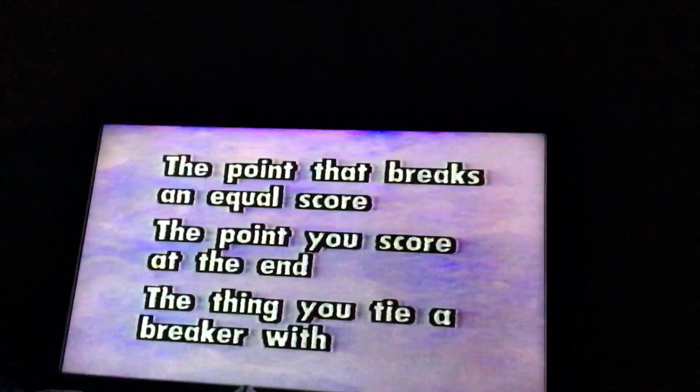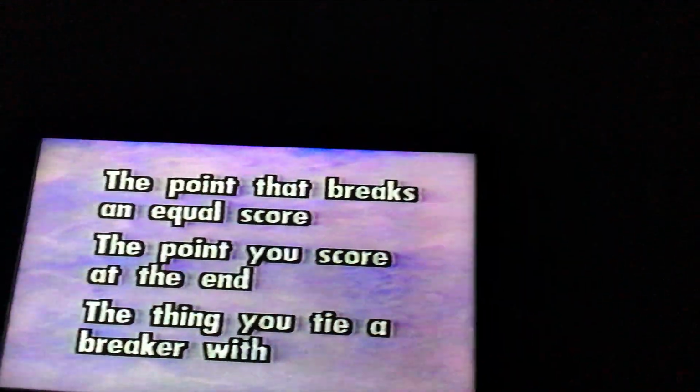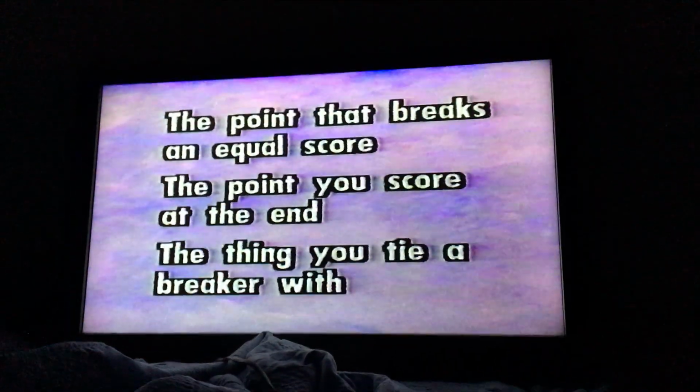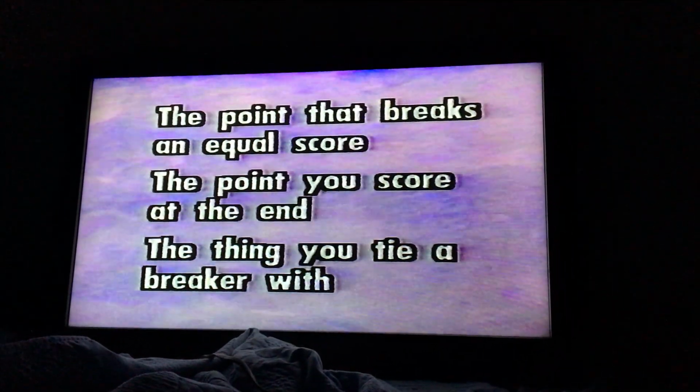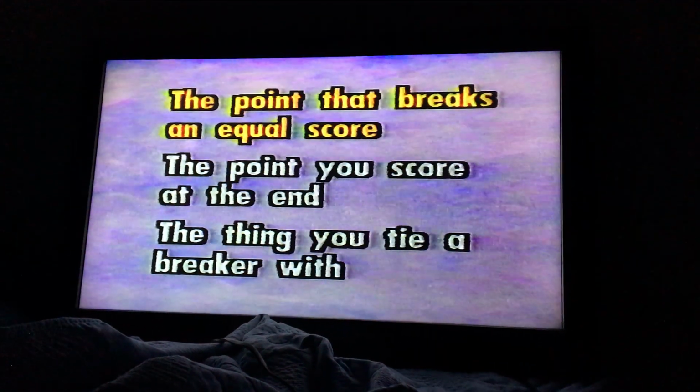What does tiebreaker refer to? John or the exercise? Right, the exercise. John has 2 right and 2 wrong. The score or points are equal, and the last question will determine if John wins or loses. It's the tiebreaker. So what does tiebreaker mean? The point that breaks an equal score. The point you score at the end. The thing you tie a breaker with. That's right, the point that breaks an equal score.